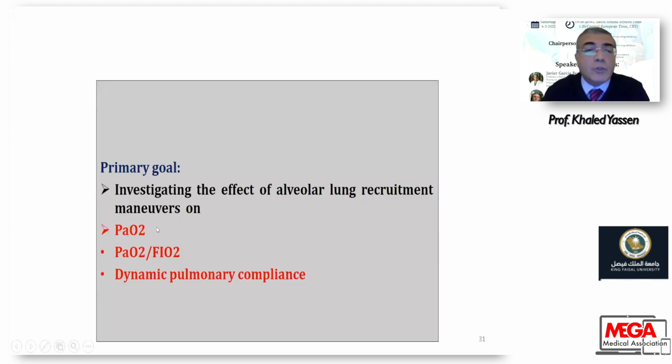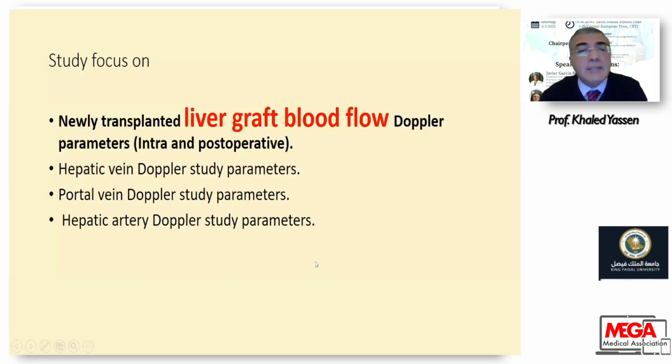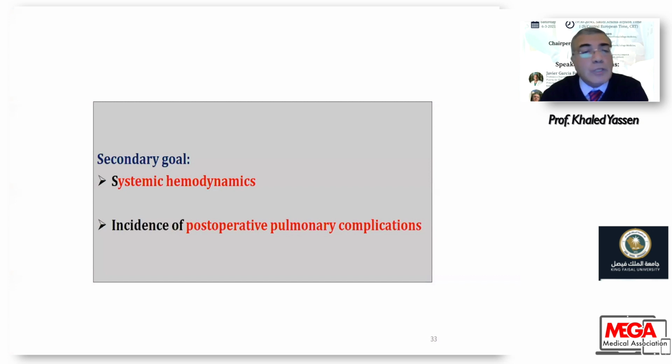Our primary aim was to look at the effect of this recruitment on your oxygenation and dynamic pulmonary compliance, and look at what we all were afraid of, which is the liver graft blood flow. We monitored it intraoperatively, and we monitored it post-operatively. We looked at the systemic hemodynamics, and we looked at the incidence of post-operative pulmonary complications, which was reduced significantly in the group with recruitment.